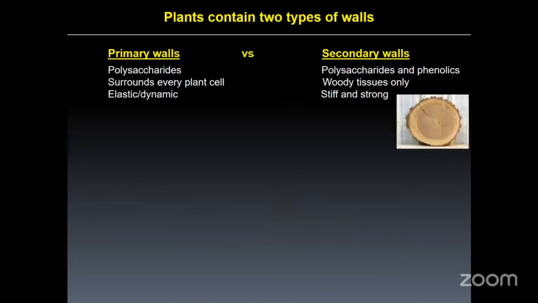And so there are some differences between these primary cell walls and secondary cell walls. Primary walls are mainly made up of these sugar-based polymers, right? They surround each and every plant cell, and they're very dynamic. Secondary cell walls, on the other hand, also contain these sugar-based polymers, but also something called phenolics or lignin. They typically are made around or in woody tissues, and they're really stiff and strong. They're kind of the concrete of cell walls.